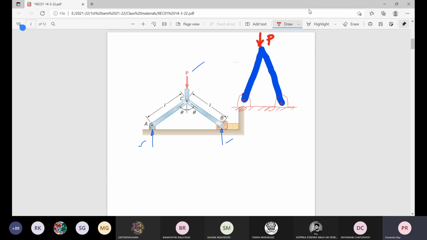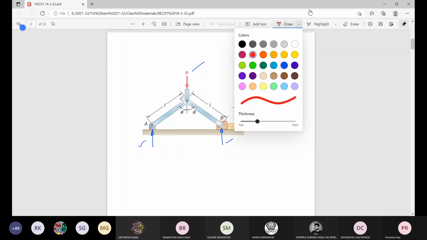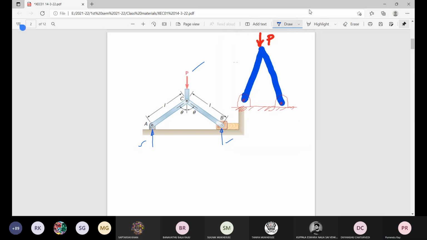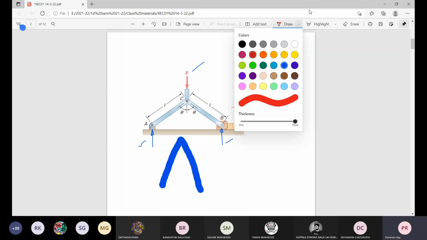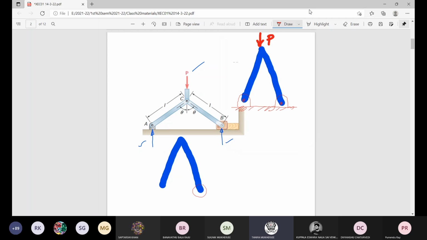Now, in comparison to that, if we have a similar kind of configuration, but little difference is there. But in the above problem, we have been asked to find the vertical reactions only. No, I am discussing about the free body diagrams. Okay, sir.